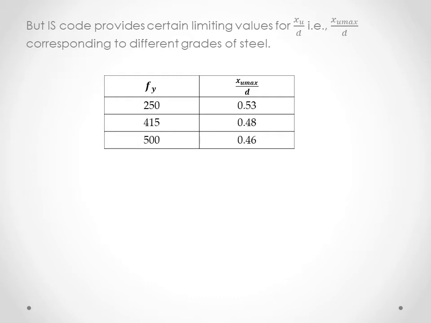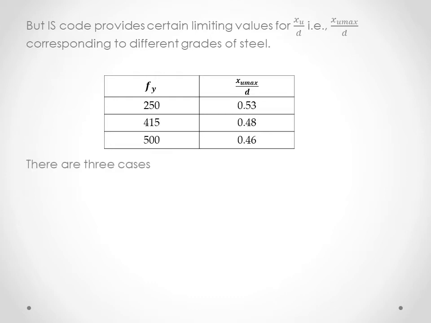We've looked into the ratio of XU by D. This neutral axis depth itself has a limiting value, which is provided by the IS code, and it varies with different grades of steel. For Fy 250 or mild steel, the limiting value ratio, indicated as XU max by D, is 0.53. For high yield strength bars like Fe 415 and 500, the ratio values are 0.48 and 0.46.